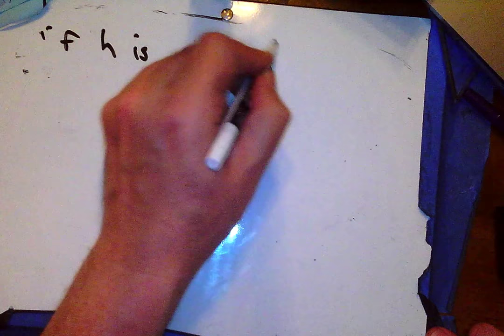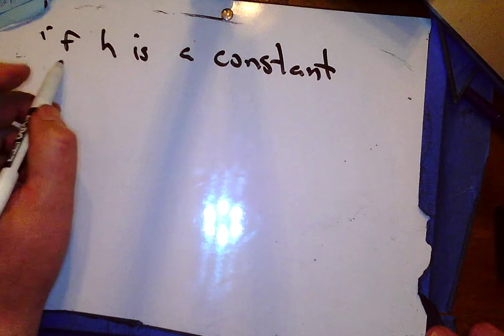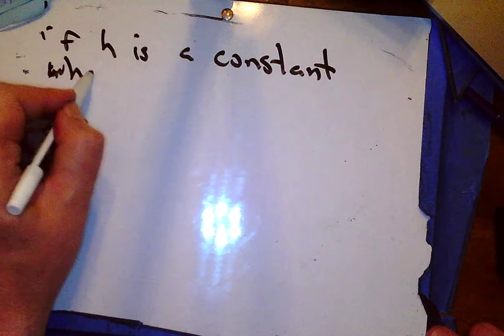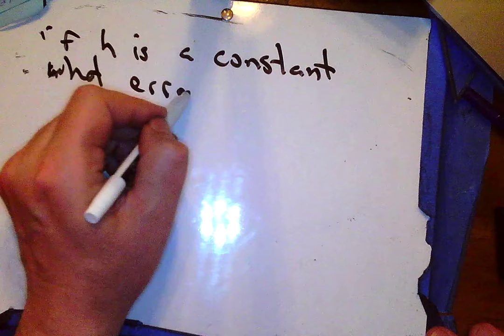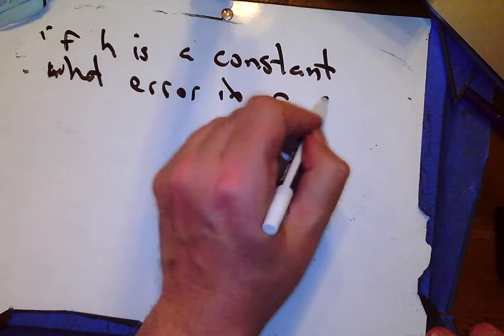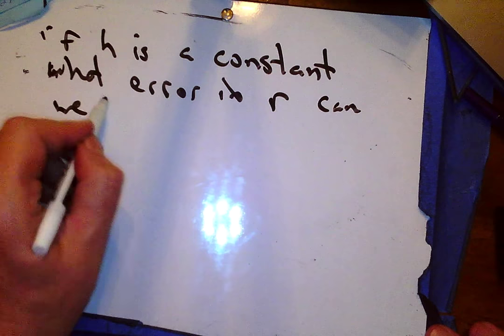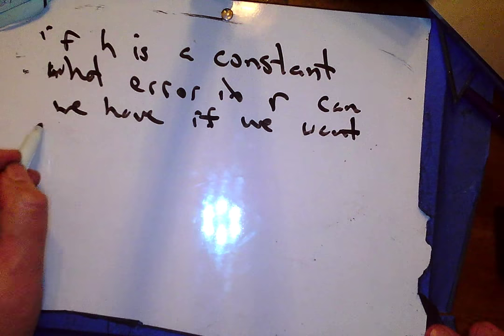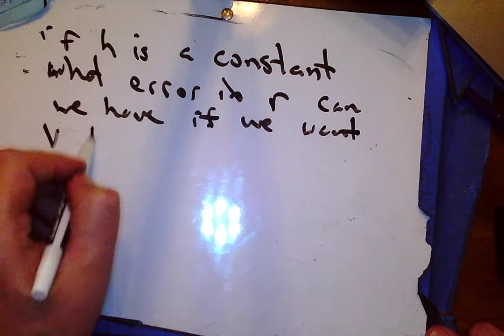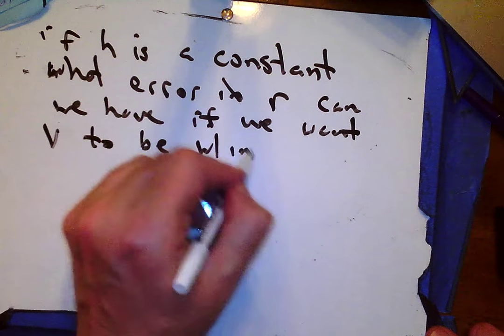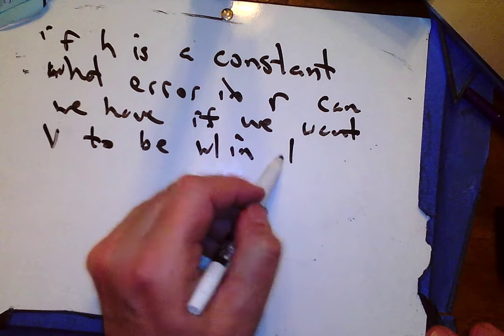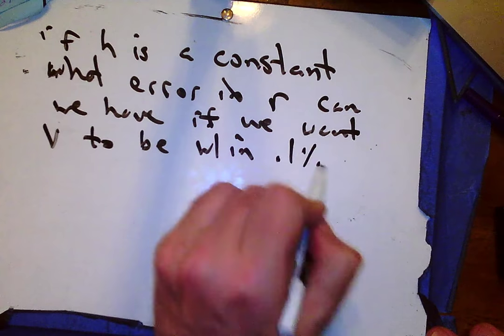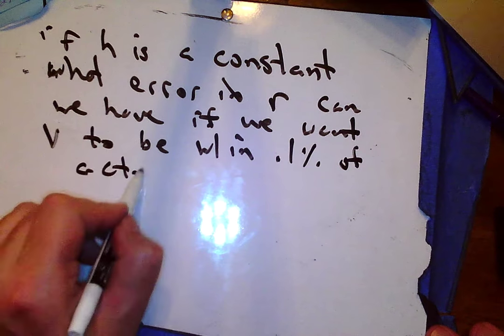Okay, if h is a constant, not r, what error in r can we have if we want volume to be within 1%? No, it's 0.1%. 0.1% of the actual volume.